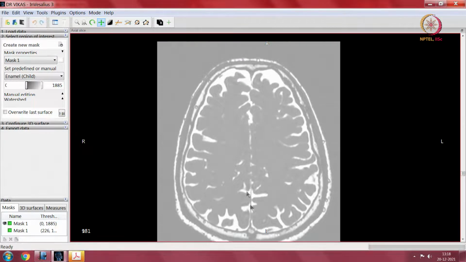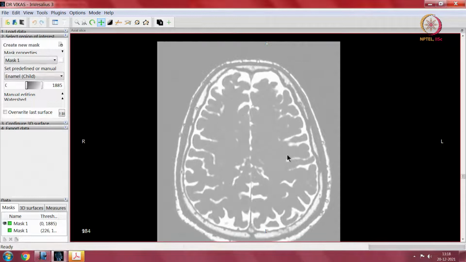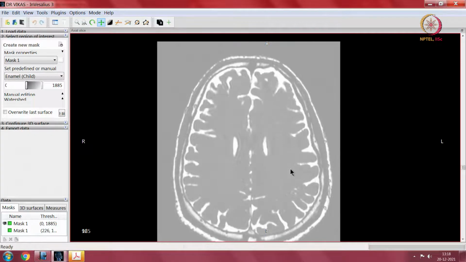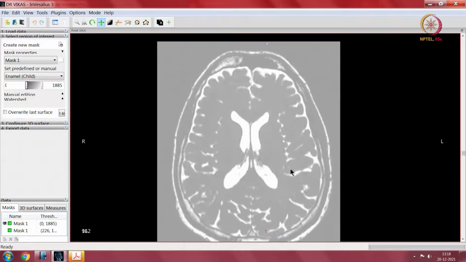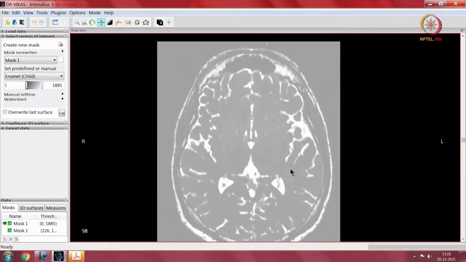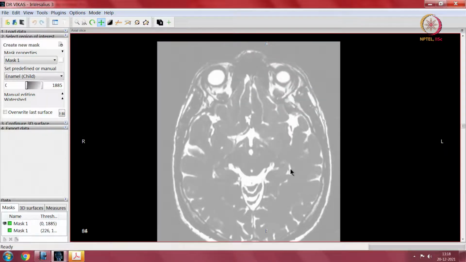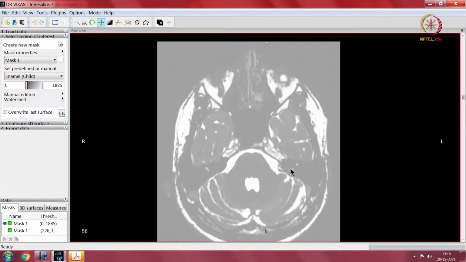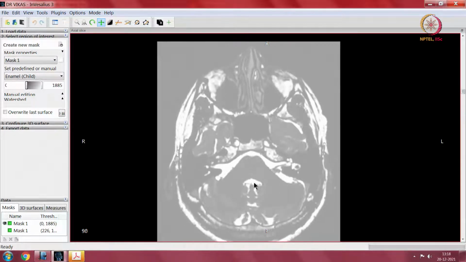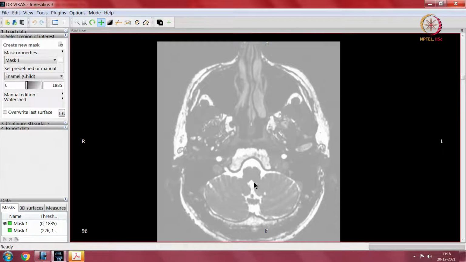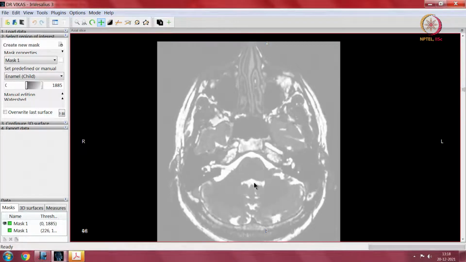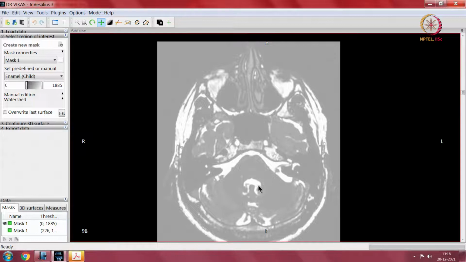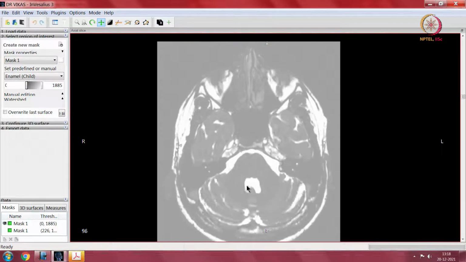Here you can see these things over here, which are the sagittal sinuses, and these sinuses are the venous sinuses of the brain, which carry blood from the brain into the heart. Ventricles: this stuff which is projecting into the ventricle, small things, they are the choroid plexus.